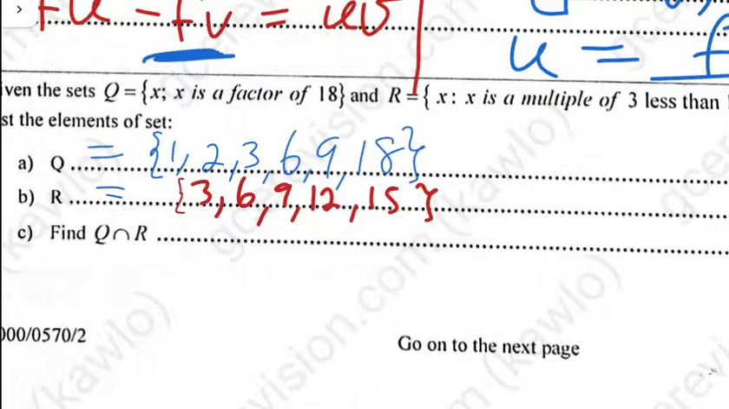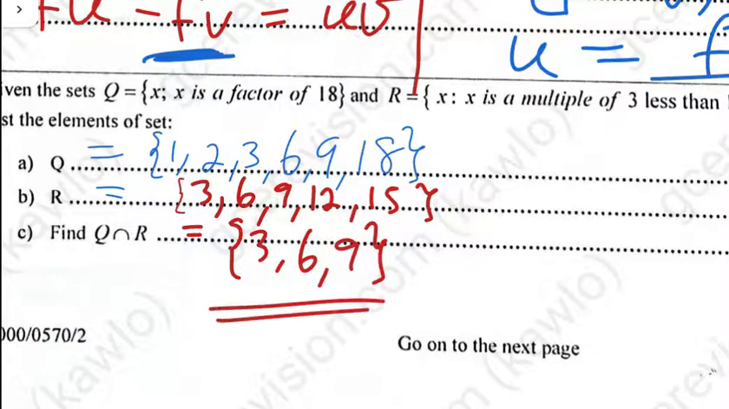Okay. So now find the set Q intersection R. So this set is going to be the common factors, right? So 3 is common, 6 is common, 9 is common. So this is the set Q intersection R. And if you did all of this correct, then you have all the marks. Okay.